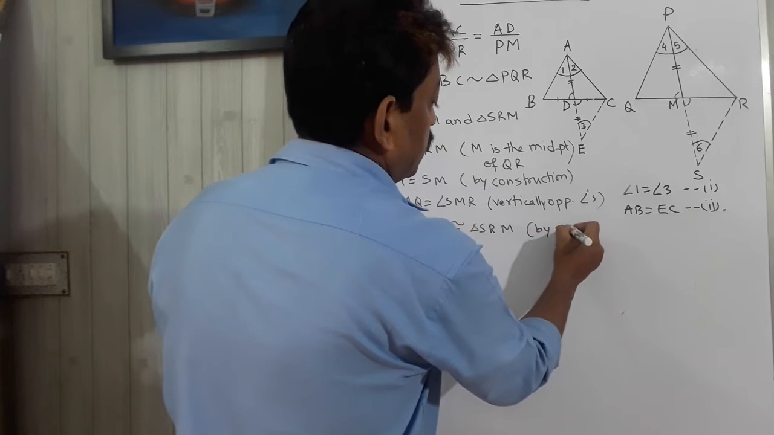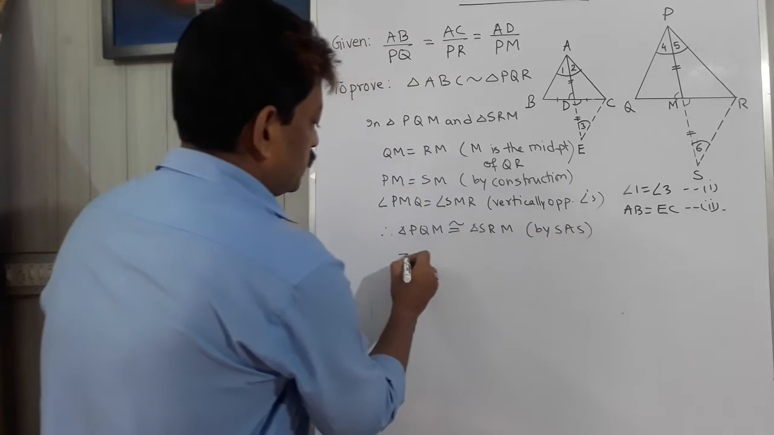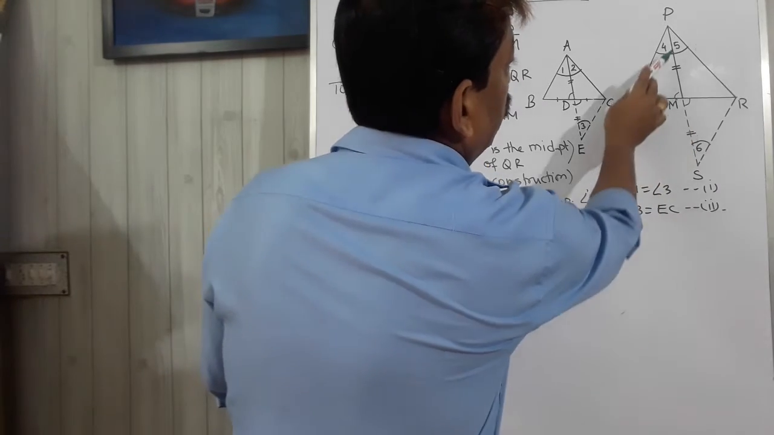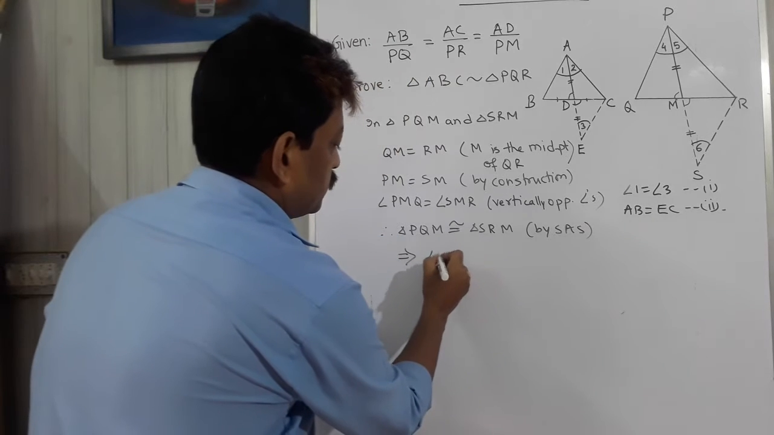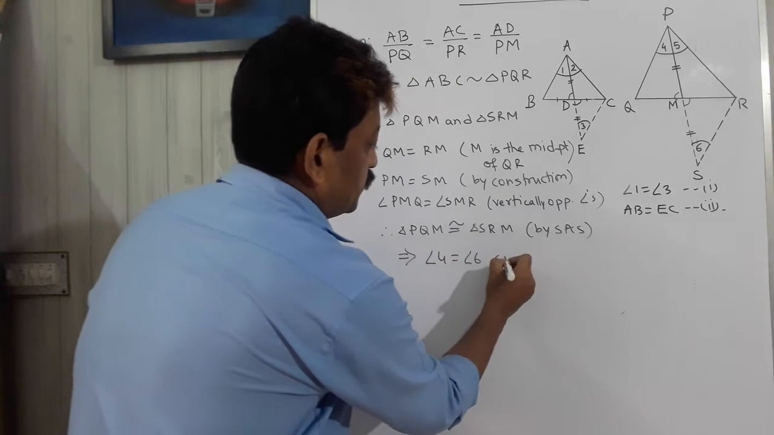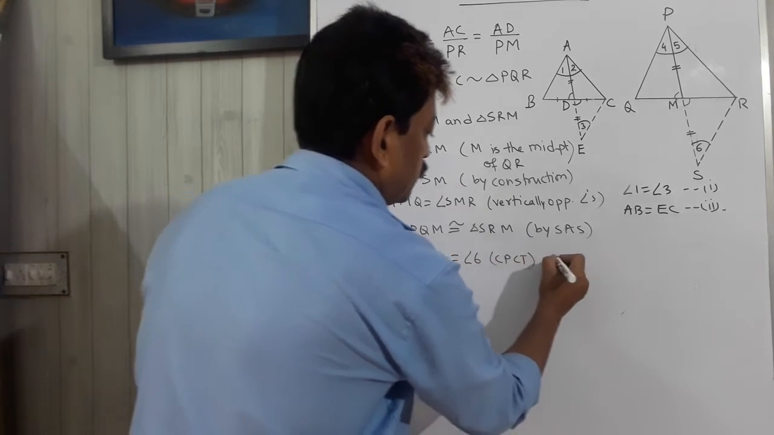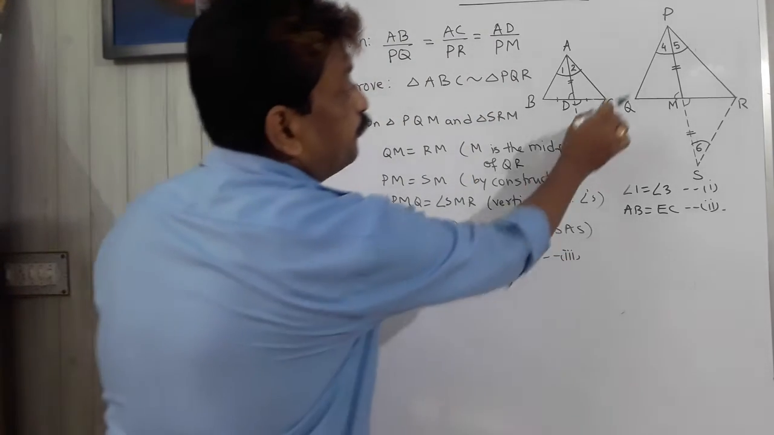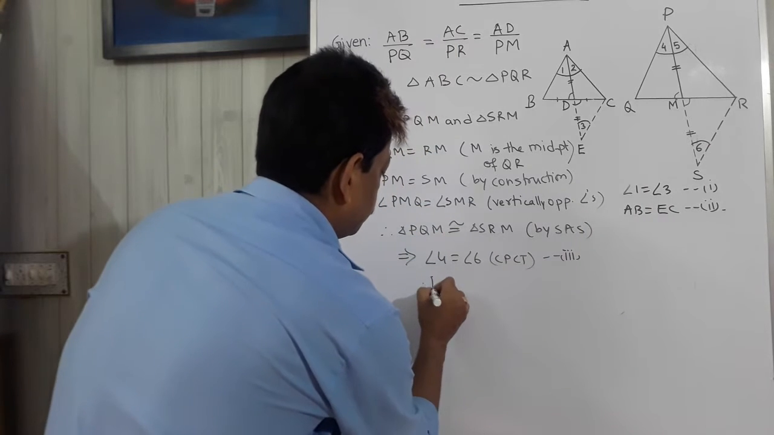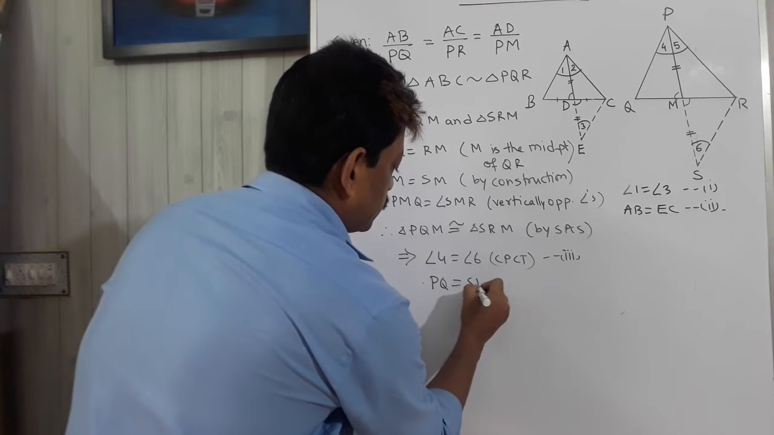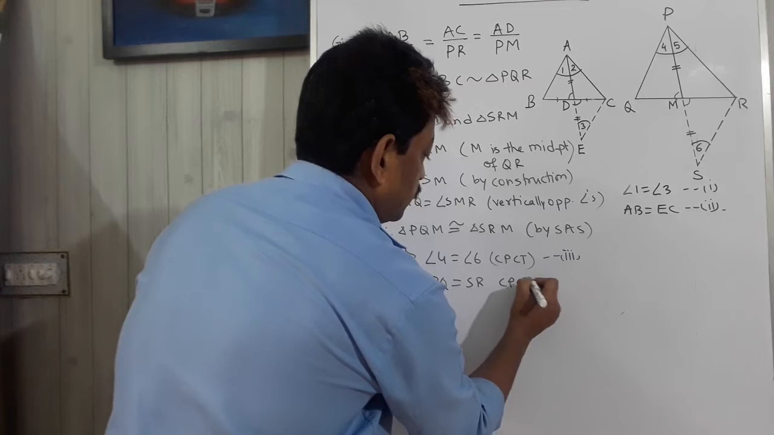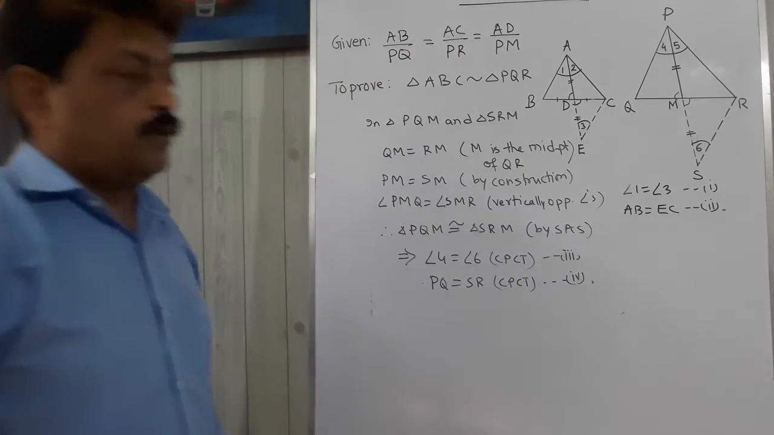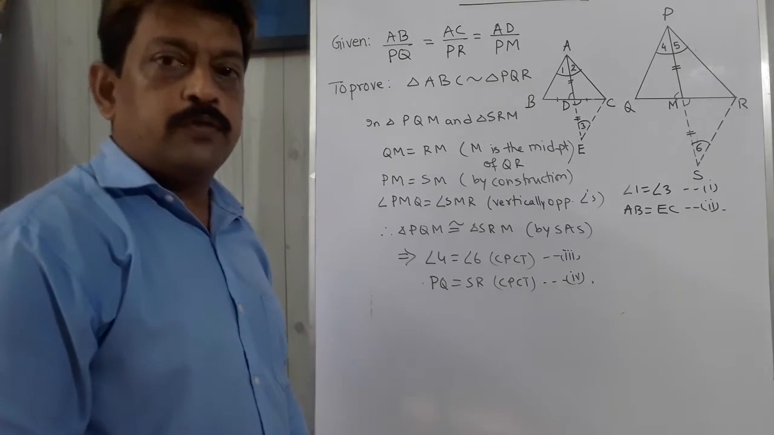by SAS, which implies we can now write angle 4 equals to angle 6, CPCT. This is equation number 3, and PQ equals to SR. This is also CPCT, corresponding part of congruent triangles. This is equation number 4. Understood? Hope up to this it is okay to you.